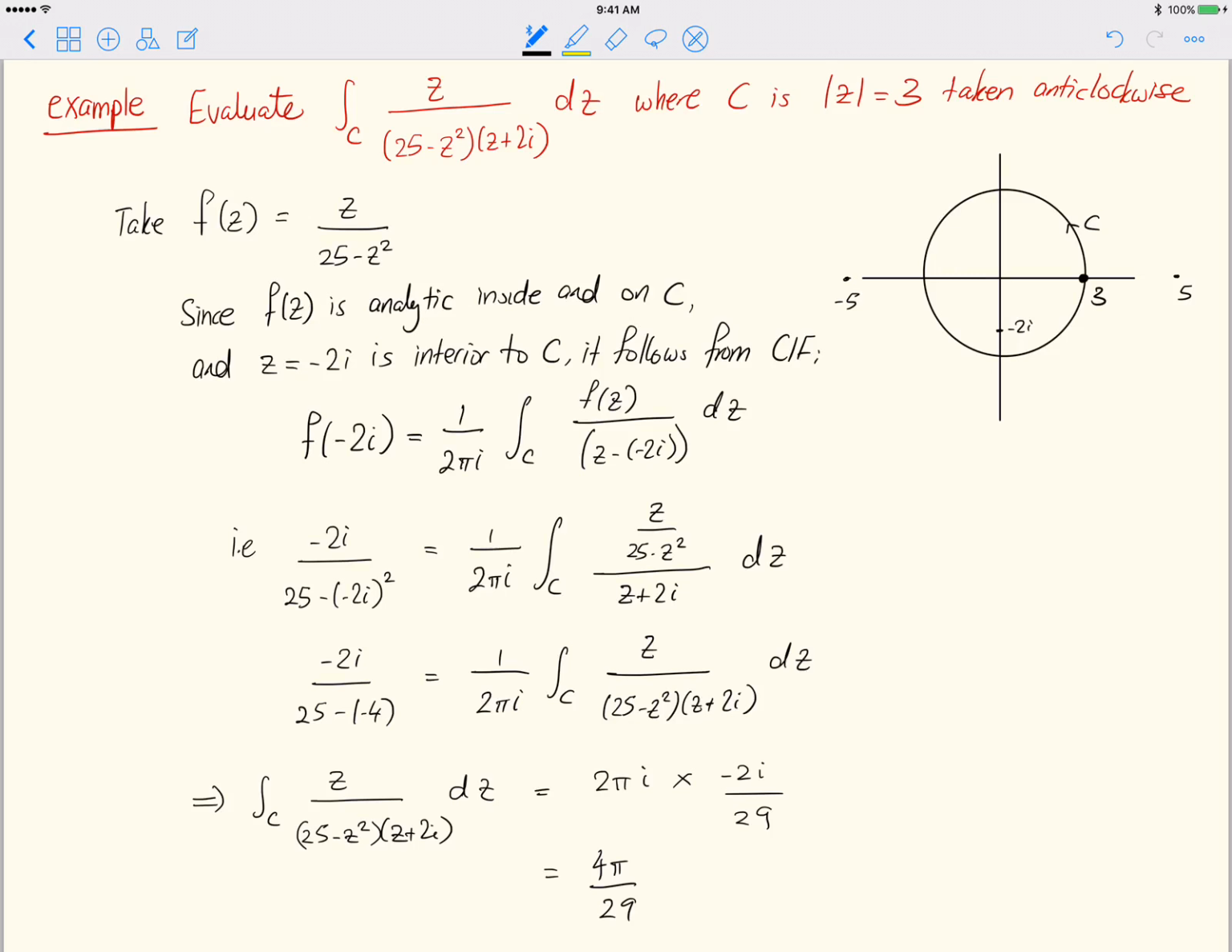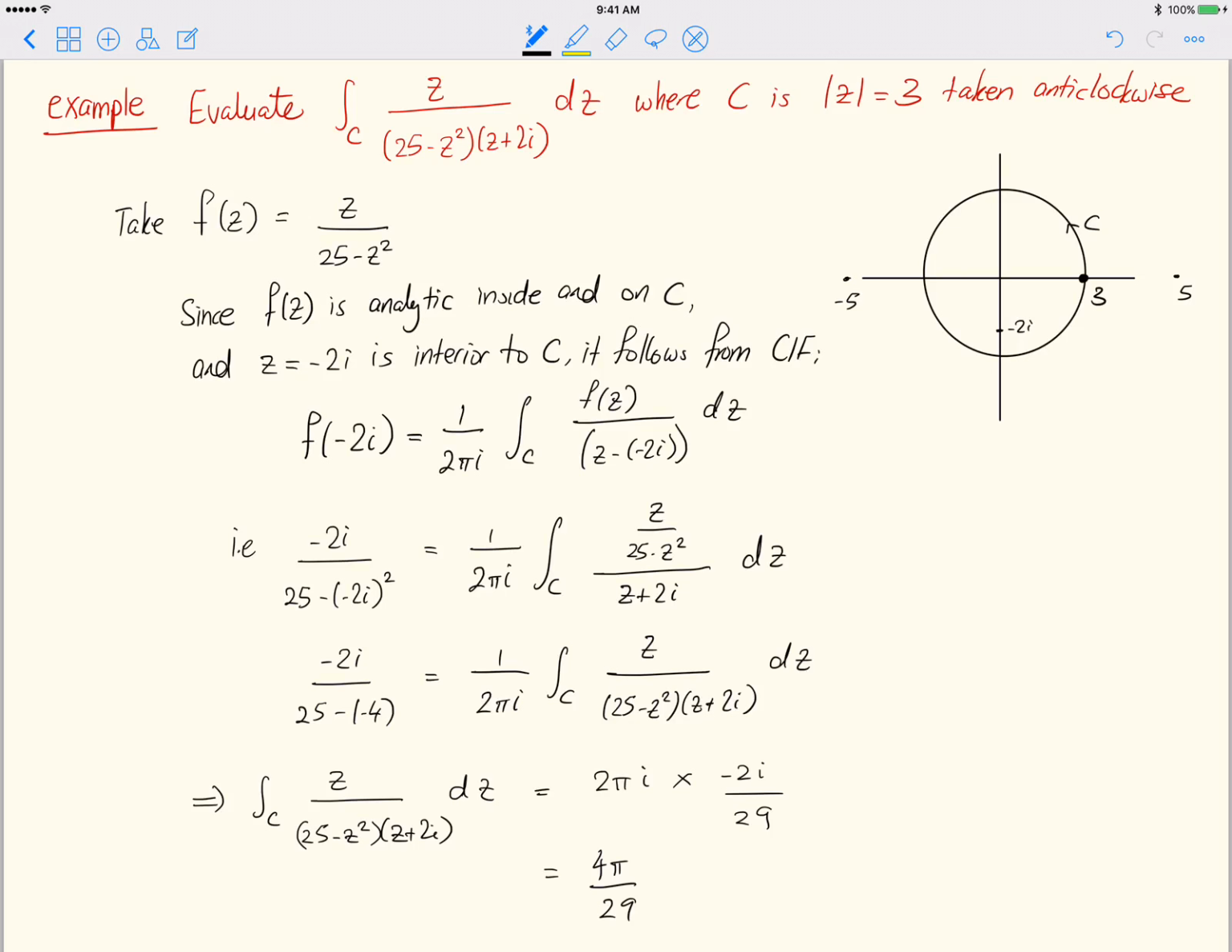So that one's a little bit of a trickier example. Although, as you can see, it wasn't that hard because there was a systematic way to it. We just looked at the function they gave us, and we tried to figure out at which points our function is not analytic, and which of those points actually lie inside the contour, and we went from there.